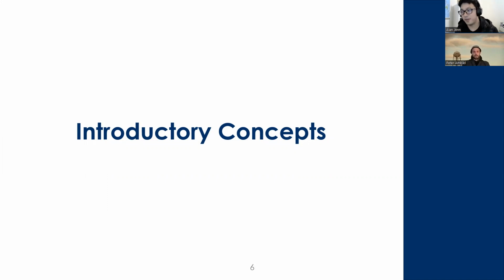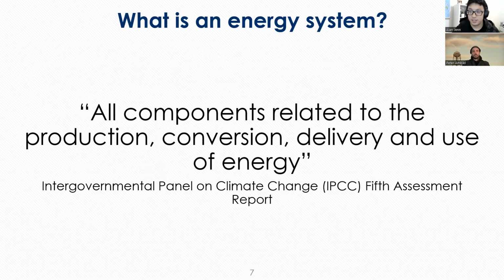Introductory concepts about the course. So thinking about systems modeling. So what is an energy system? The Intergovernmental Panel on Climate Change, this is one of the large research bodies on climate change in the world, spans many institutions and many countries. So they describe this as basically all components related to production, conversion, delivery, and use of energy.